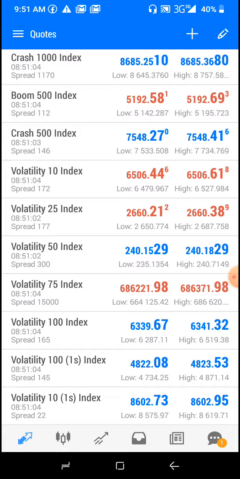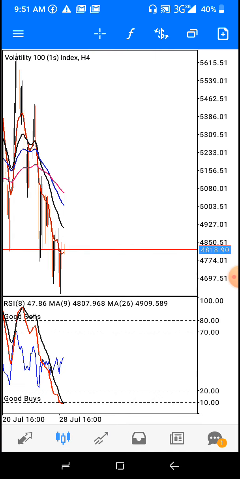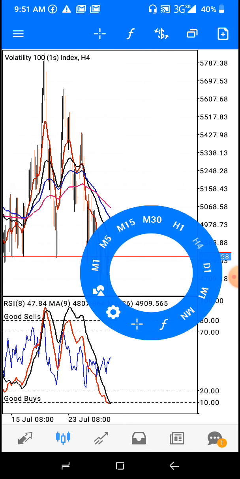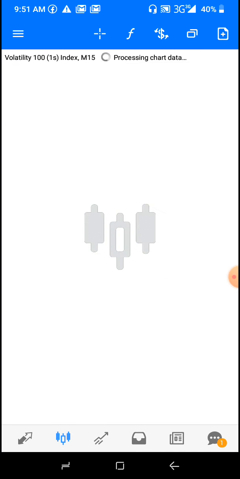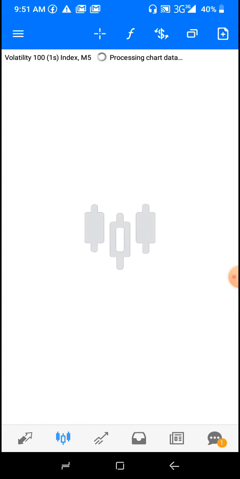Also, VIX 100 1 seconds is still another perfect example of the pairs I like to trade using this particular strategy, guys. VIX 601 seconds, just using the 15 minutes time frame.